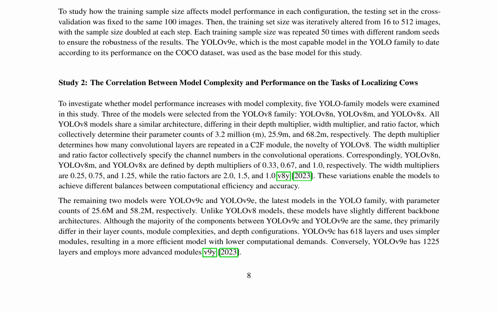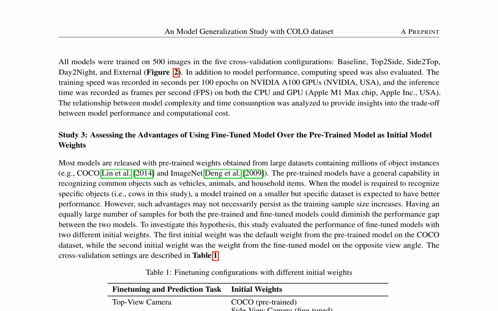The researchers evaluated the models on the COLO dataset, examining the impact of training sample size on model performance. The results will provide insights into the relationship between model complexity and performance on the task of localizing cows. This study delves into the generalization capabilities of various object detection models using the COLO dataset. The COLO dataset, publicly available on GitHub and Hugging Face, comprises 1254 images and 11,818 cow instances captured from an indoor farm environment. It is organized in YOLO and COCO formats and consists of 8 configurations, including baseline, top view, side view, external, and cross-view scenarios.